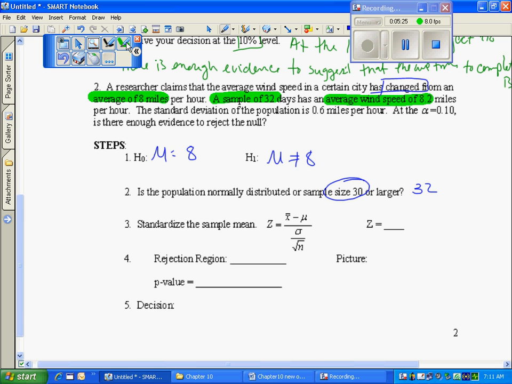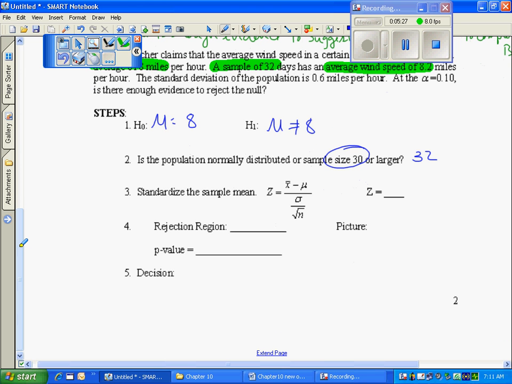Because I'm looking at samples, I'm going to go ahead and put 8.2, the new average, minus the old, over the standard deviation of the population, divided by the square root of the sample size, which is 32. Plugging this in your calculator, you get 1.89. Notice 8.2 is above 8. In fact, it's almost 2 steps above.